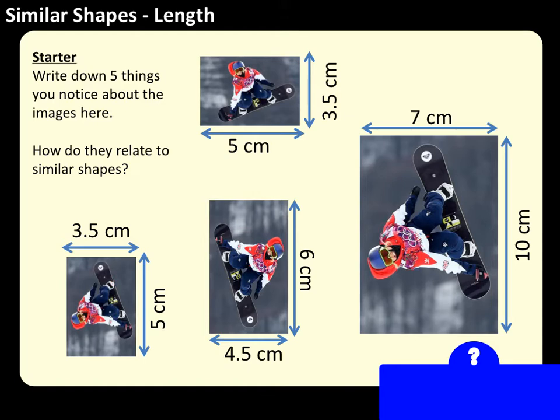You might also have noticed that we've got another rotation here. However, all the dimensions have been doubled. So 3.5 for the height of the photo has been doubled to get 7, and 5 for the width has been doubled to make 10. And when every dimension has been doubled like that, we call that similar.